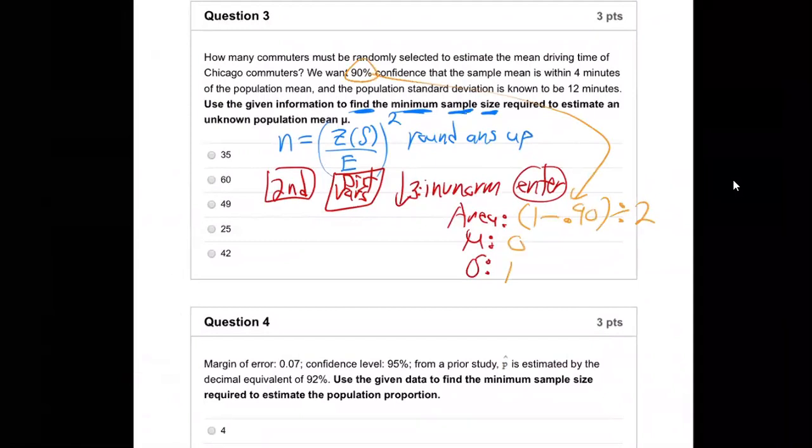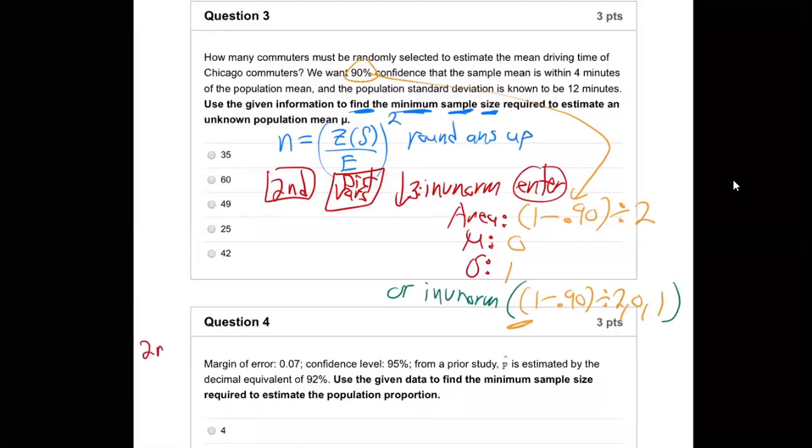Some of you have older calculators, like I do, where you might have to put it all in the same line. You might have to do parenthesis 1 minus 0.90 divided by 2 comma 0 comma 1. Notice the double parenthesis here. You have to have double parenthesis in that case. So whichever way, get the answer on your screen.